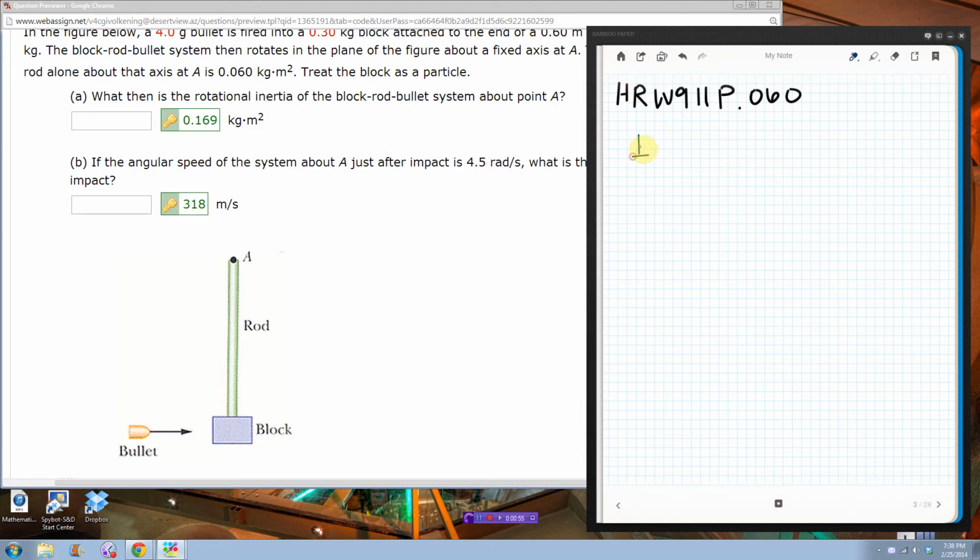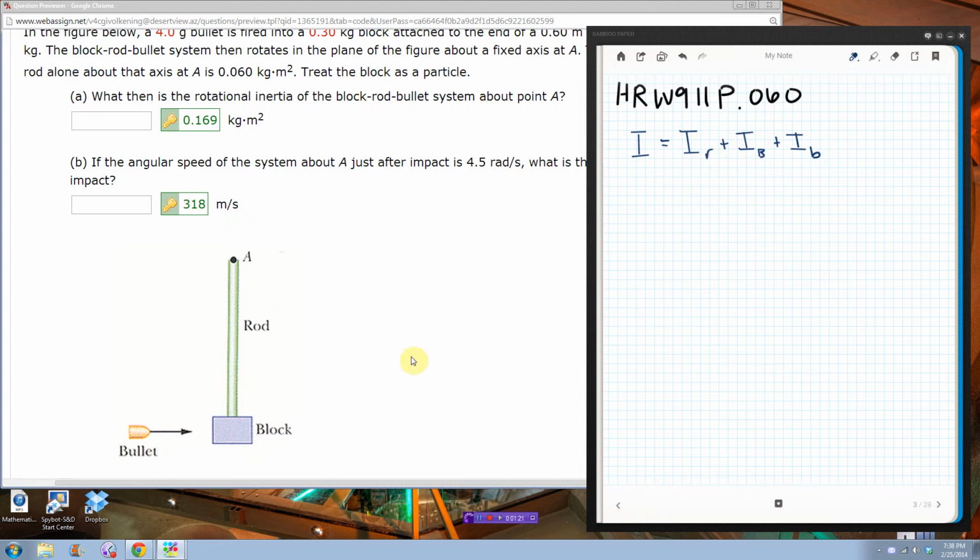So the total rotational inertia of the whole system is going to be the rotational inertia of the rod plus the rotational inertia of the block plus the rotational inertia of the bullet. Those are both B's, aren't they? Block. Okay, I'm using capital B for the block because it's bigger, and lowercase b for the bullet because it's smaller. All right, I already have IR.